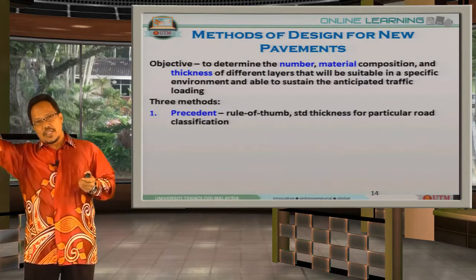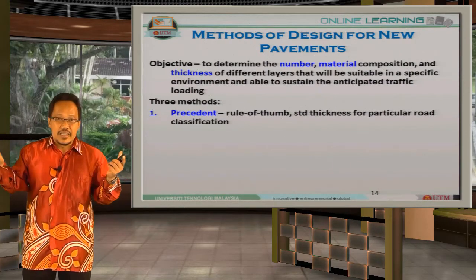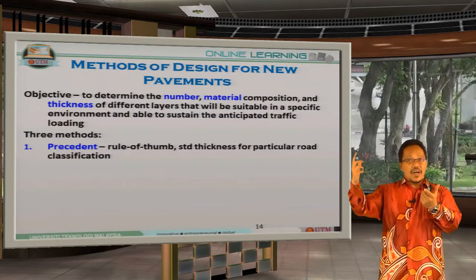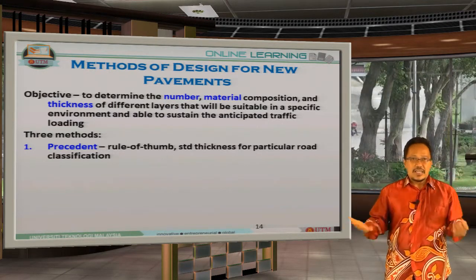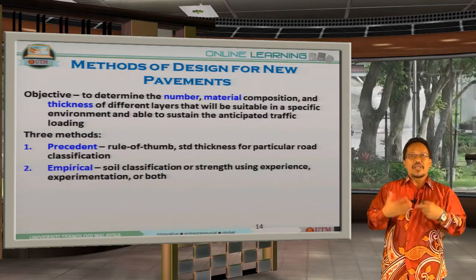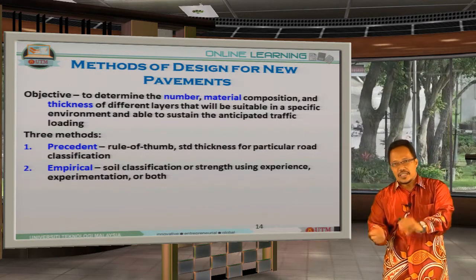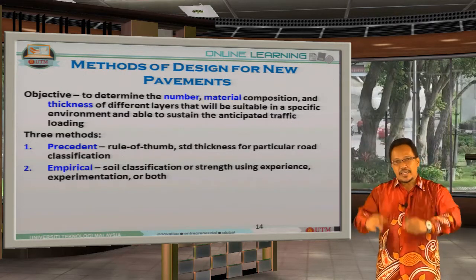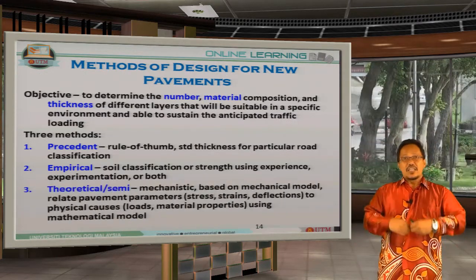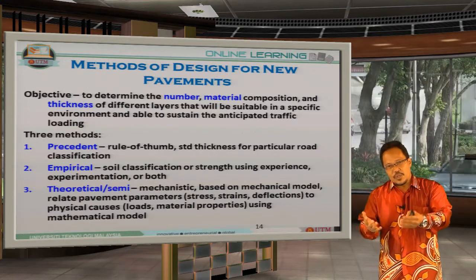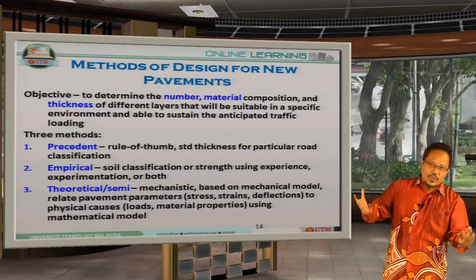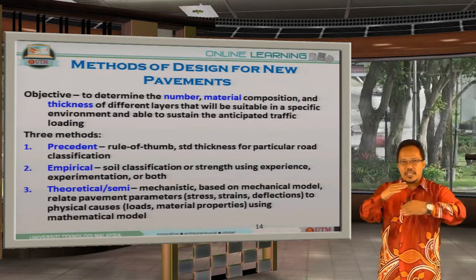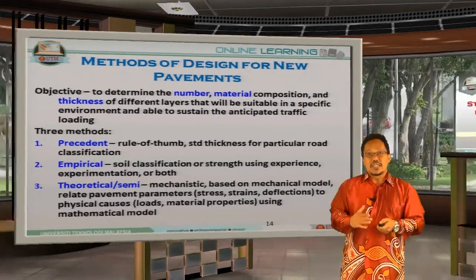Okay, the old method, the rule of thumb method, the precedent. What is it? Standard thickness for a particular road classification. R5, this is the thickness. R4, this is the thickness. That's the old method. Second, empirical. Now they use soil classification and soil strength tests, added with experience, experiment, or both, to design the thickness. And the last one is theoretical or semi-theoretical, which is called mechanistic, and uses a lot of computer programming, trial and error using the material properties and so on, a mathematical model, to get the thickness of each layer.